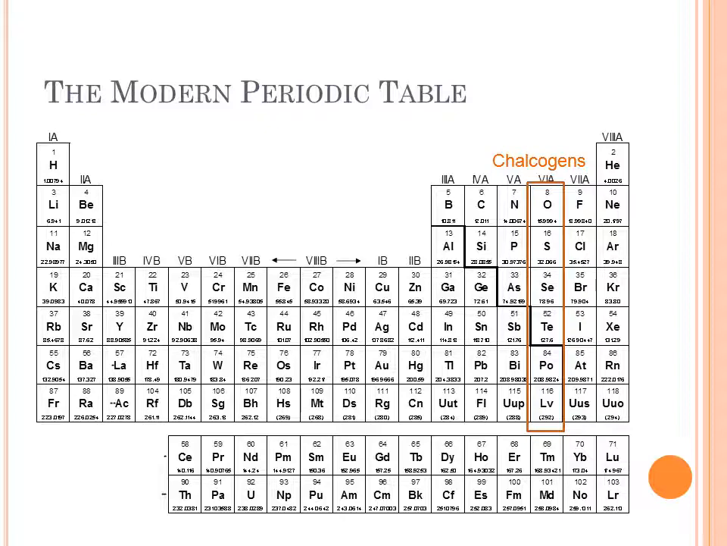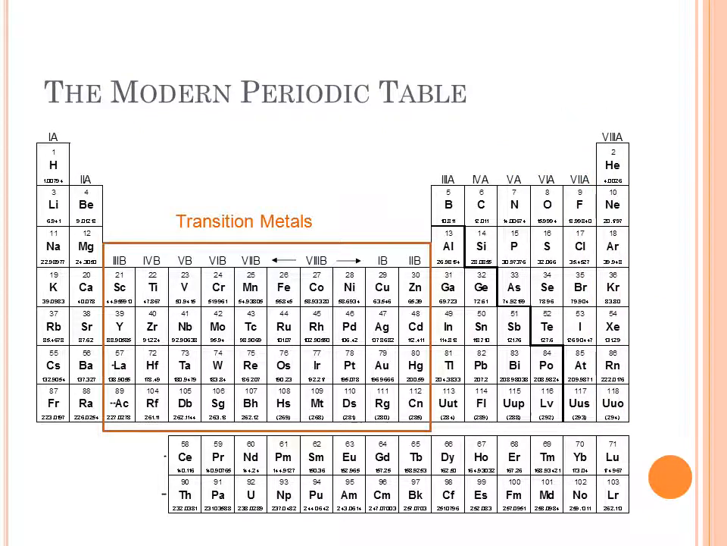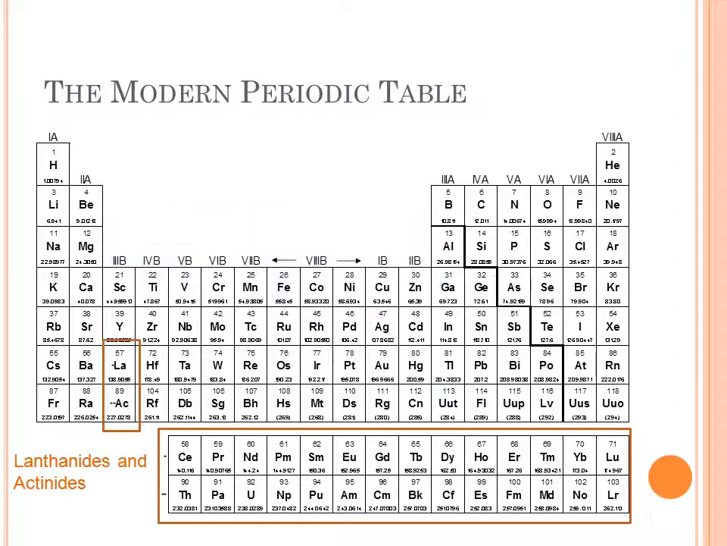But Group 6A are called chalcogens, 7A are called halogens, and then 8A are the noble gases. The elements in the center groups, the B groups, are transition metals. And then the elements offset to the bottom are called lanthanides and actinides.